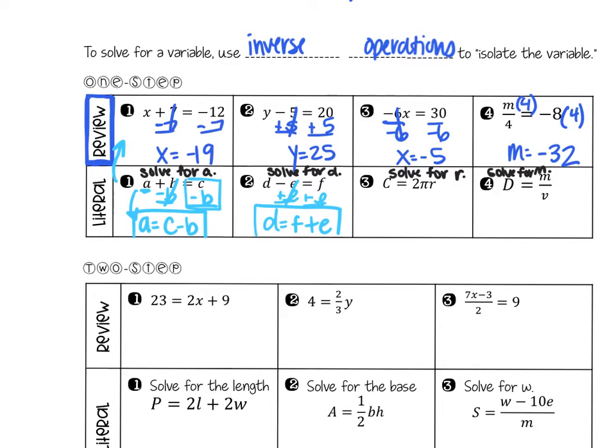Okay, 3, solve for R. So C is usually standing for circumference. This is a circle formula. It has 2 pi R. 2, pi, and R are all being multiplied together there.